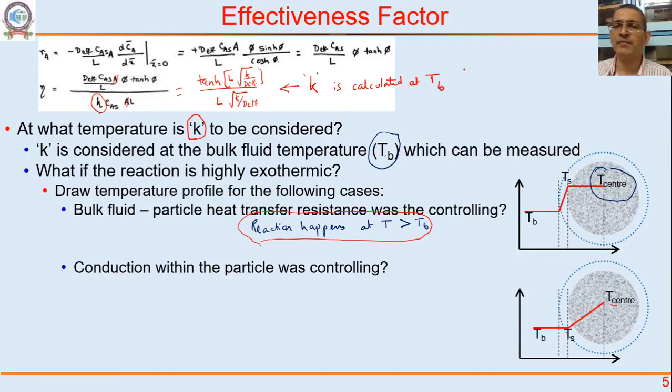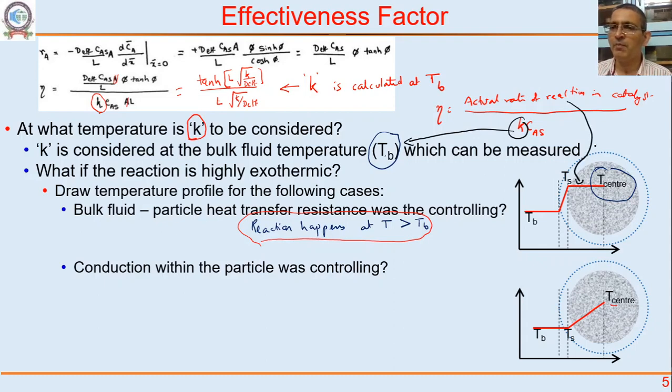If you like, effectiveness factor is actual rate of reaction in catalyst divided by K CAS. This K we are measuring at the bulk temperature. But actual reaction is happening at a much higher temperature. So it can happen that actual reaction is far, far greater than the K which we measure at the bulk temperature. Then effectiveness factor can be more than one.